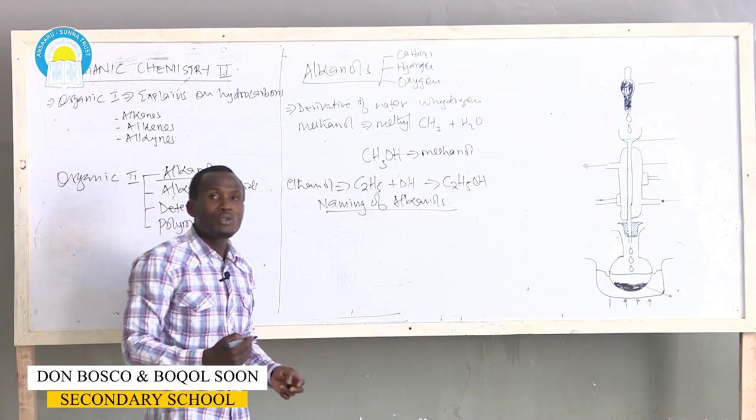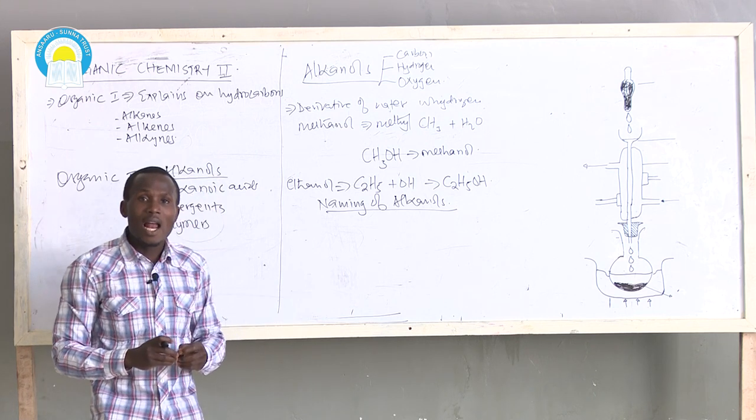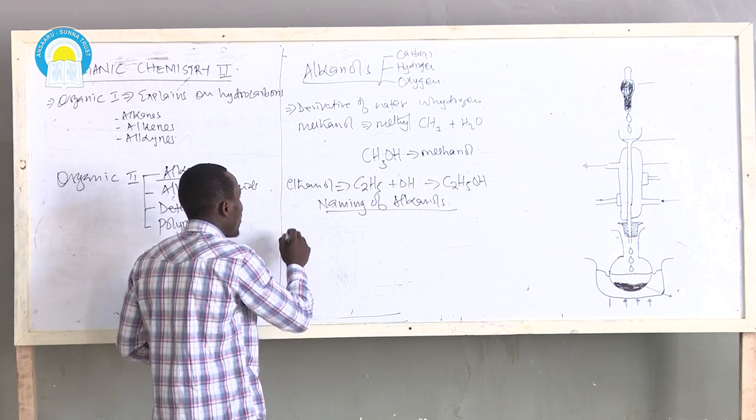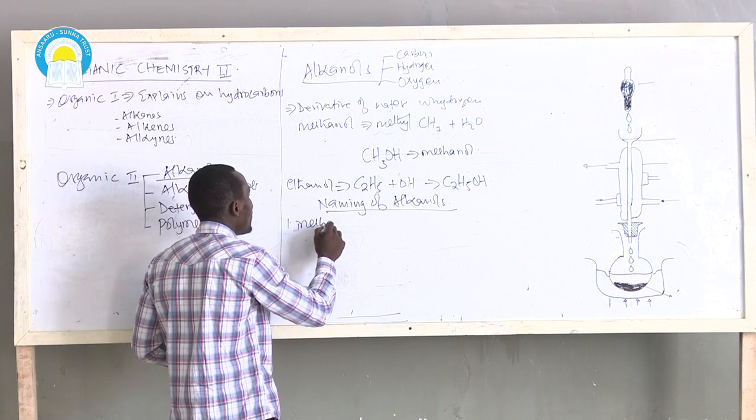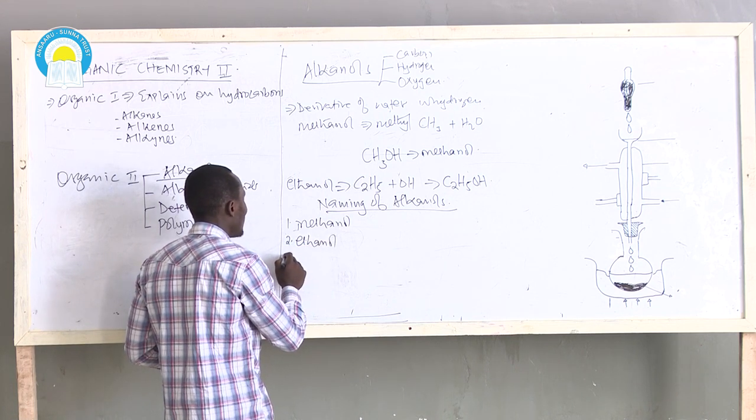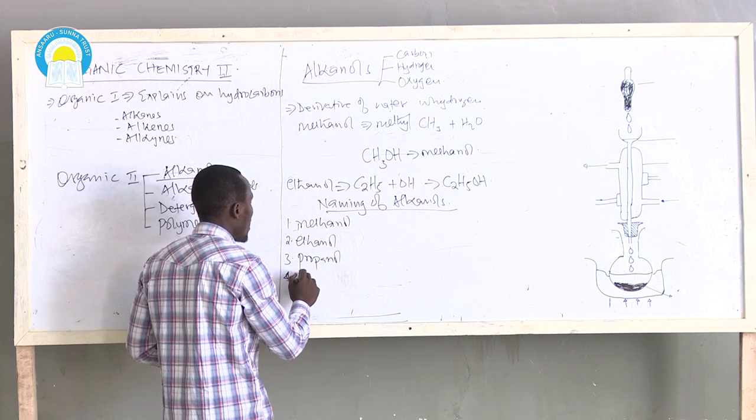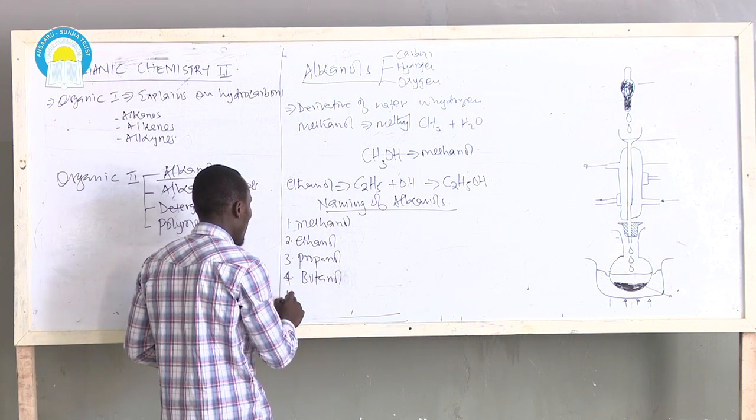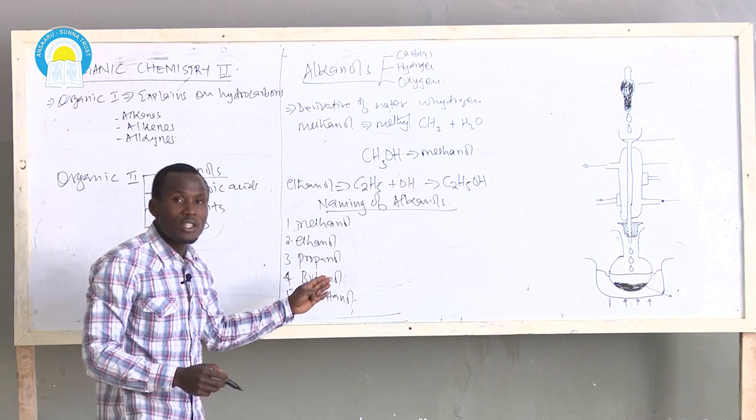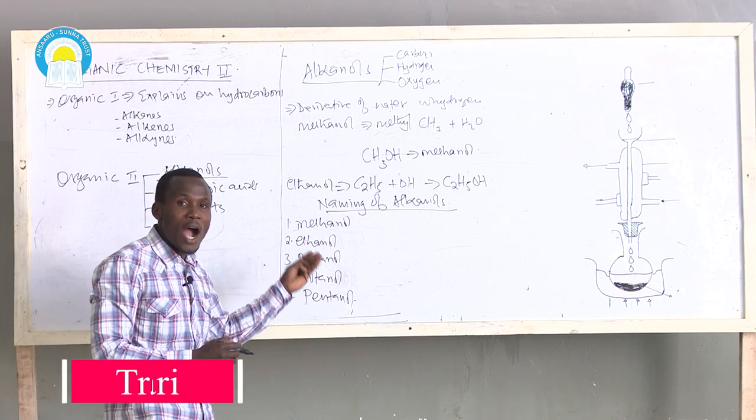Now let's have a look at naming of alkanols. When it comes to naming of alkanols, this depends on the number of carbon atoms that an alkanol has. For example, if it has one carbon atom, we talk about methanol. If it has two carbon atoms, we talk of ethanol. If it has three carbon atoms, we talk of propanol. Four carbon atoms, we have butanol. And five carbon atoms, we have pentanol. So the naming continues, determined by the number of carbon atoms that the alkanol has.